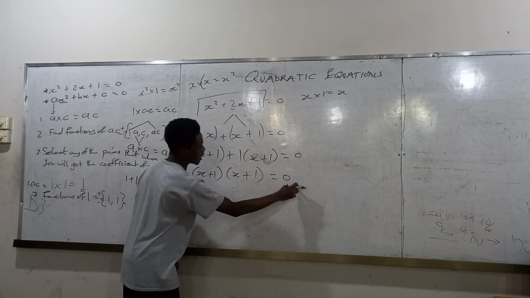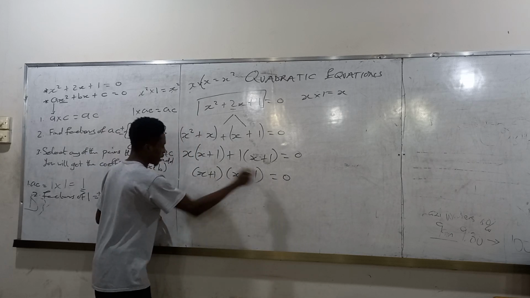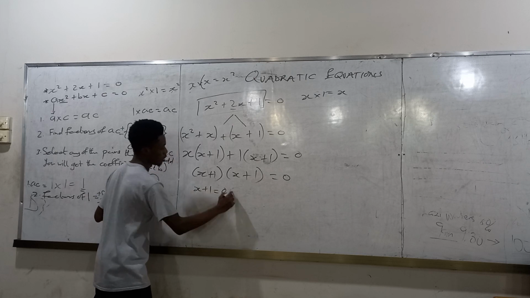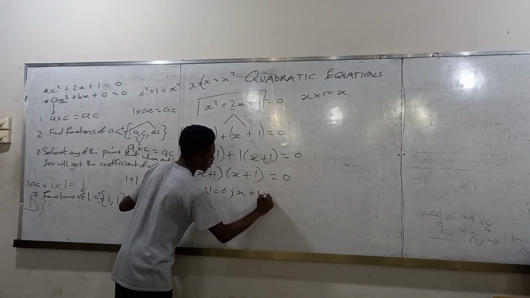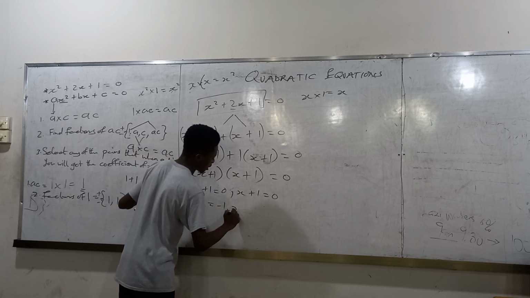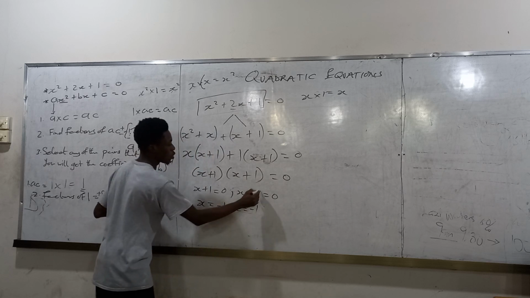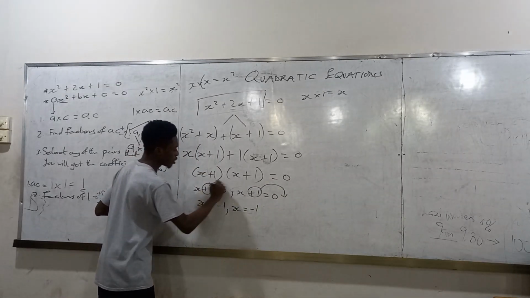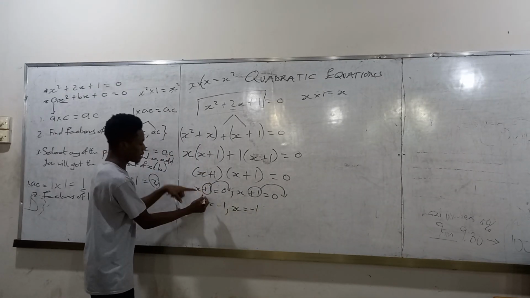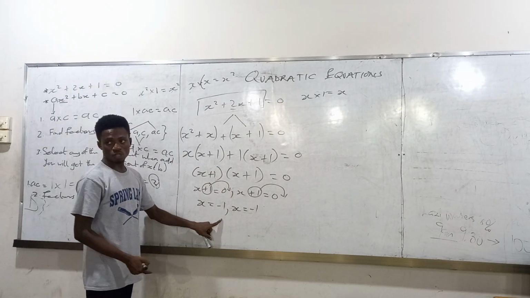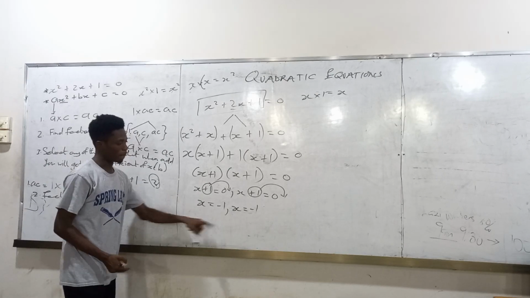So since it is an equation, you don't end here. You come back to say that x plus 1 is equal to 0. X plus 1 is equal to 0. X is equal to negative 1. X is equal to negative 1. Because this will cross to the other side of the equation sign. And since it is addition, when it goes to the other side, it becomes subtraction. Okay.